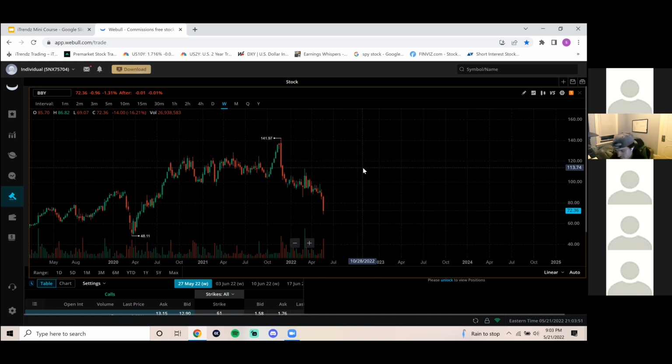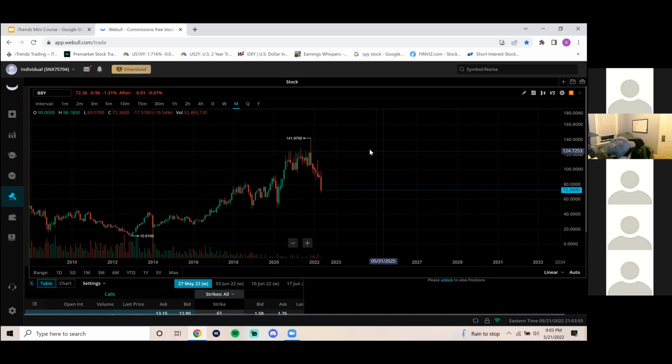Whenever you're charting a play, this is the chart of Best Buy. I'm currently on the weekly. I'm going to take a look at the monthly just to look at the highs. We can see that this wick pushes out, so we're going to tighten in on that trade, and we're looking at where that's going to consolidate towards the bottom side.